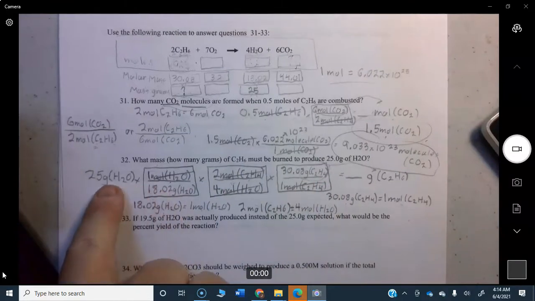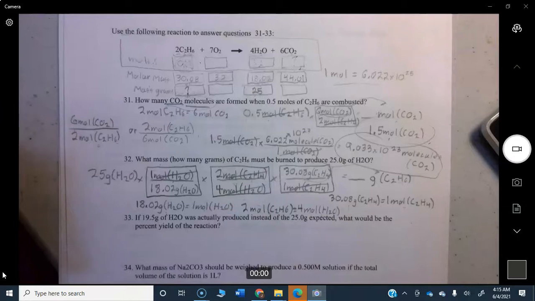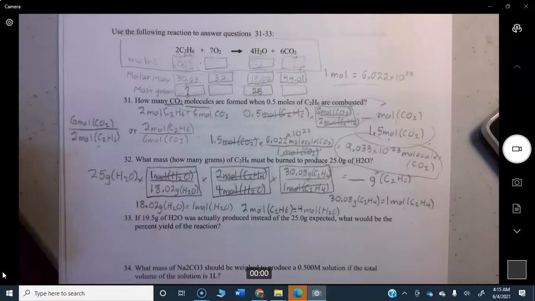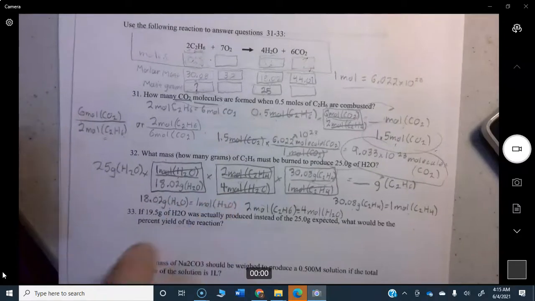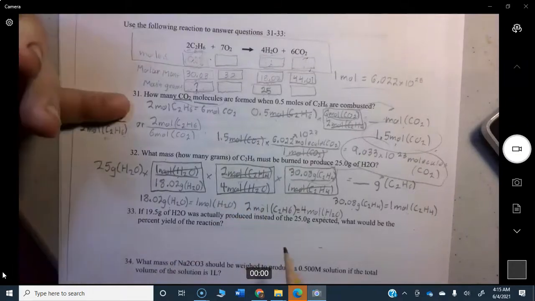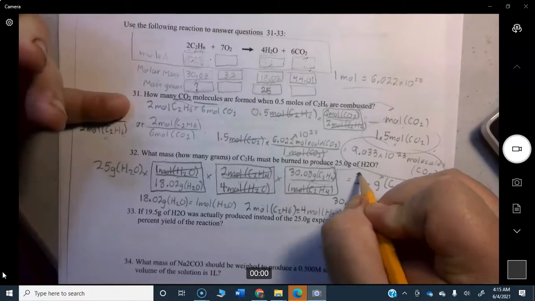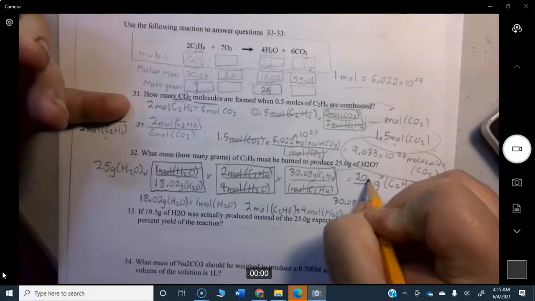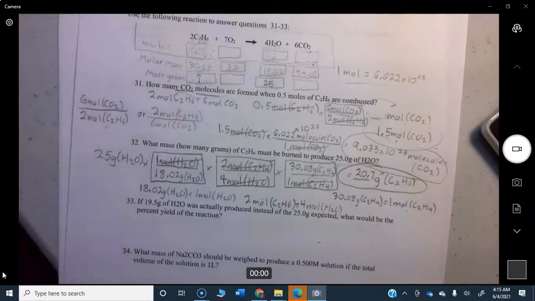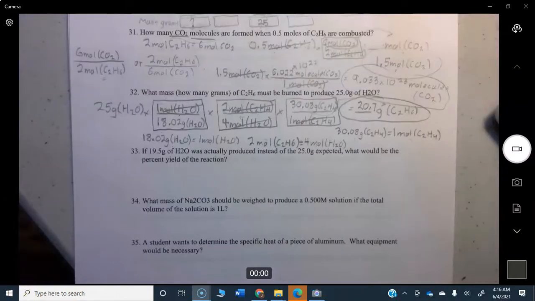Okay, so 25 times 1 times 2 times 30.08 divided by 18.02 divided by 4 divided by 1, and I get 20.7. Okay, so this is 20.7 grams right there. That's your final answer. Okay, and that takes care of that.